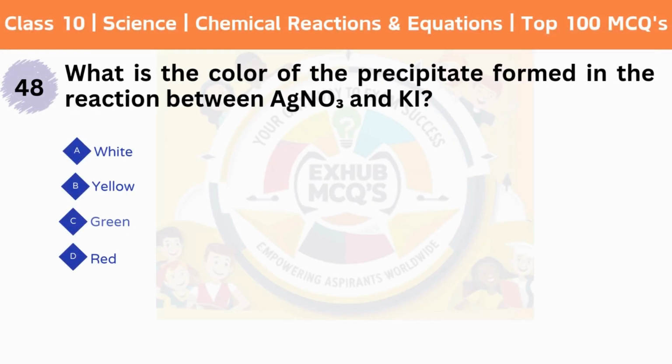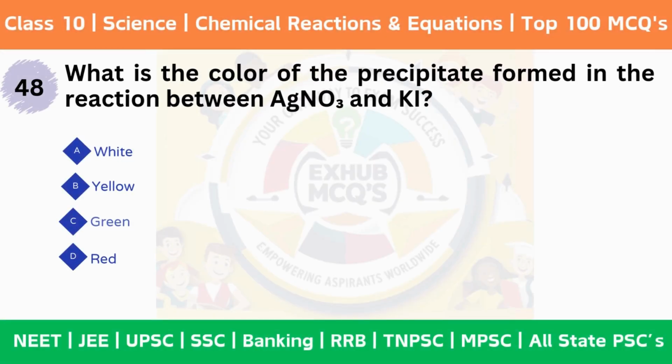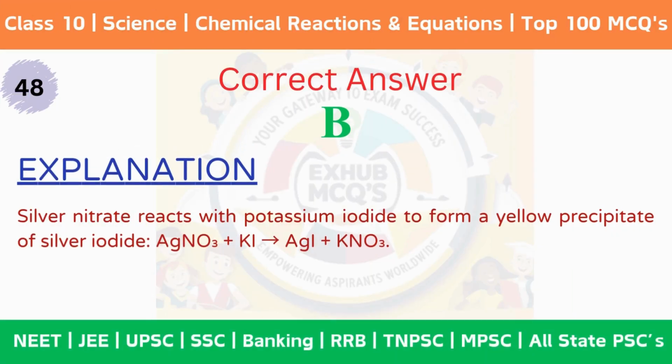MCQ 48. What is the color of the precipitate formed in the reaction between silver nitrate and potassium iodide? Option A, white. Option B, yellow. Option C, green. Option D, red. The correct answer is option B, yellow.